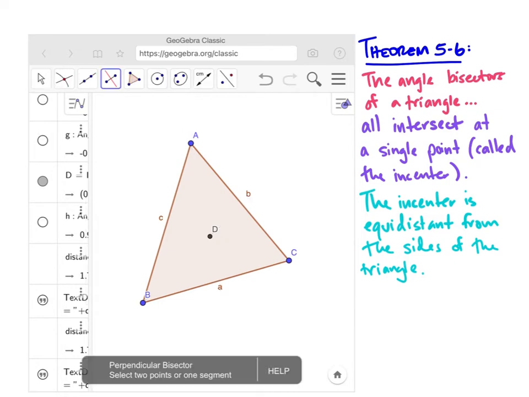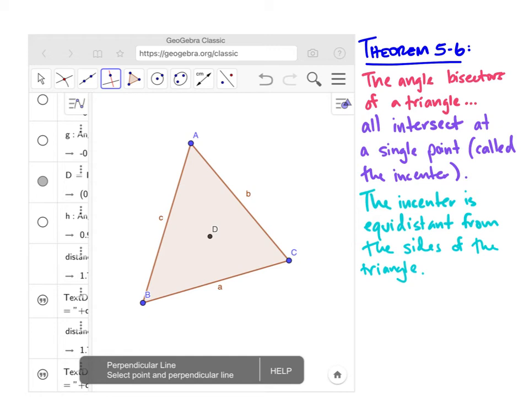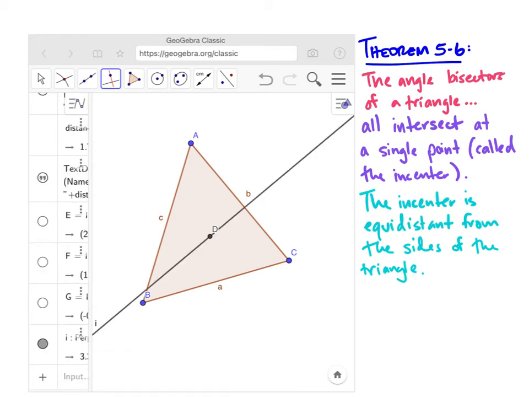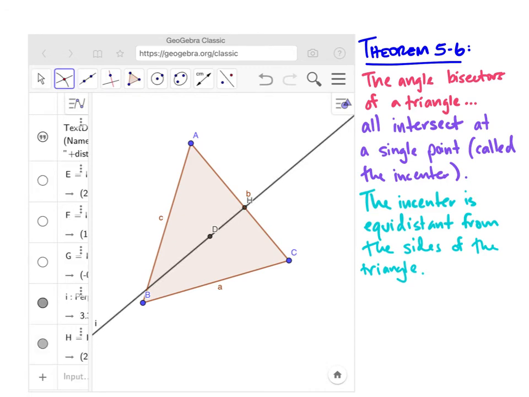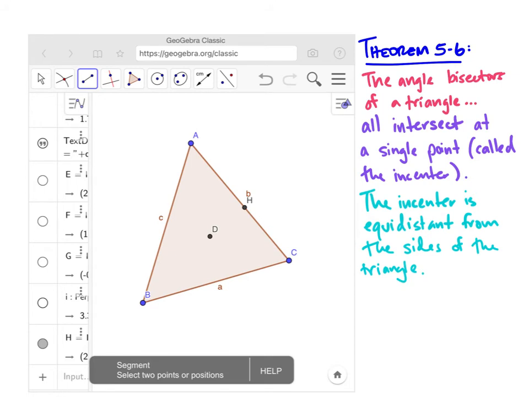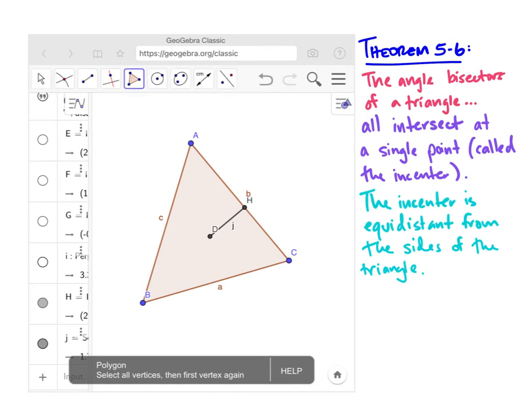Okay, and so I am going to create a perpendicular line going from point D to segment AC. All right, so there's this perpendicular line. I'm going to create the intersection between those two objects, and then I'm going to get rid of that line, and now I'm going to put a segment going from D to H. Okay, now that segment is perpendicular to segment AC. Let me just put a right angle on there just to show that it is perpendicular.